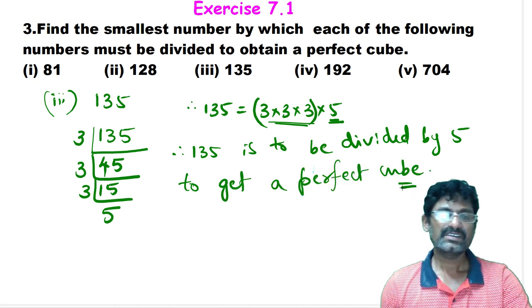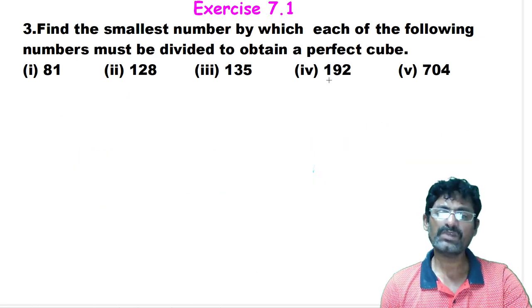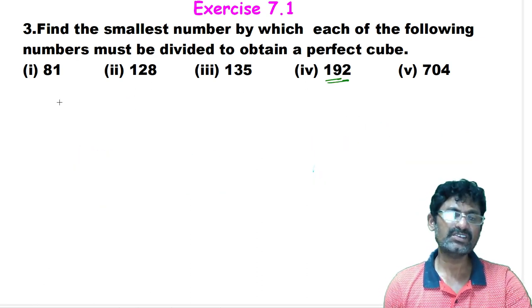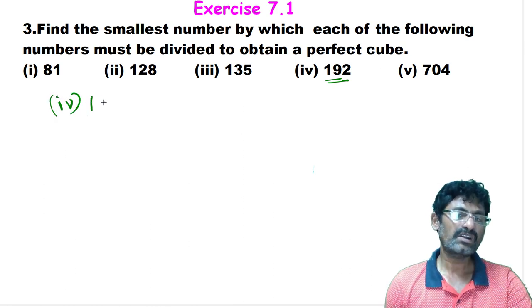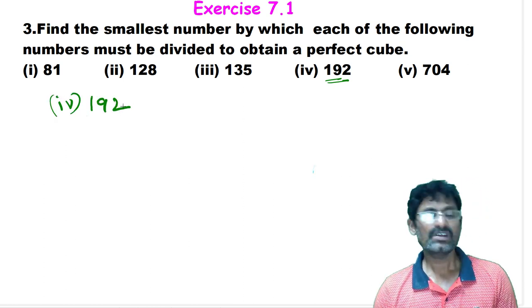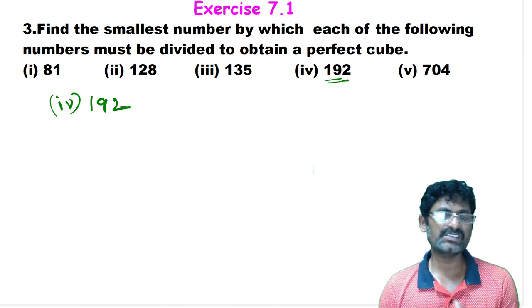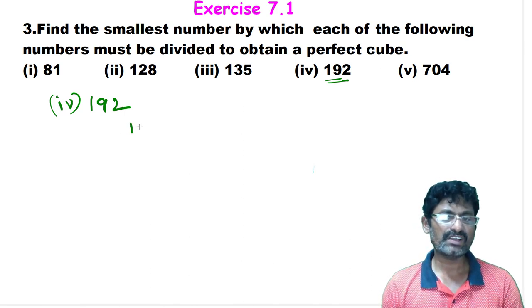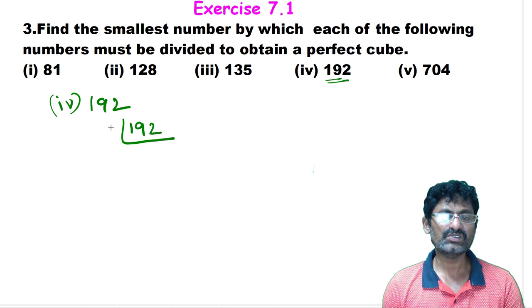That's it. Let us go to the fourth problem. So what is the fourth problem? You see here, 192. Now let us resolve. Let us divide this into prime factors. So 192 we have. Start with 2.